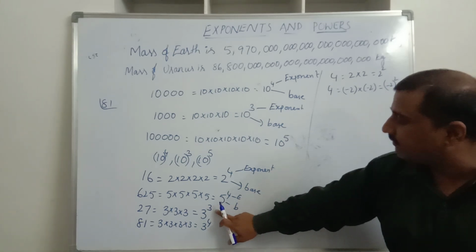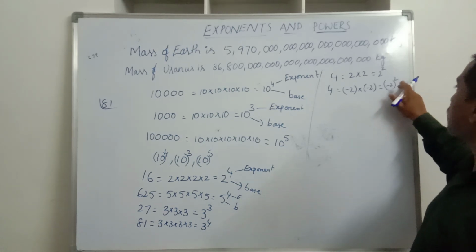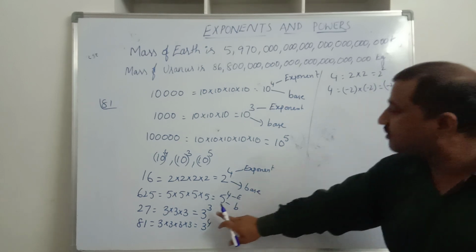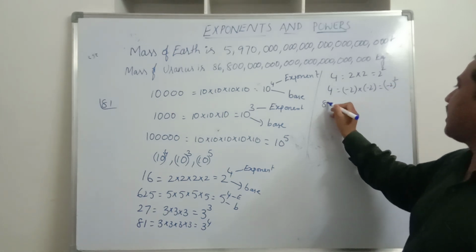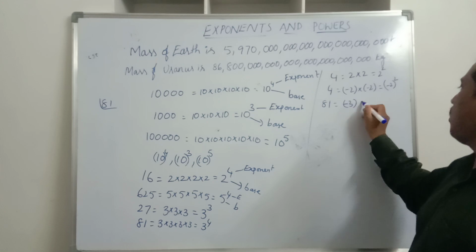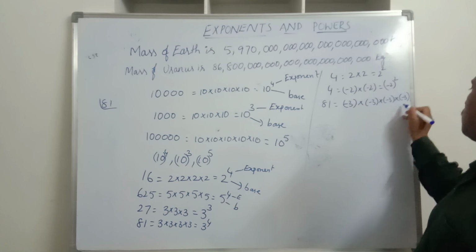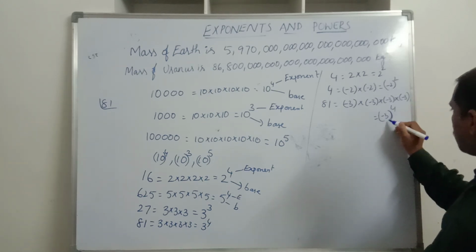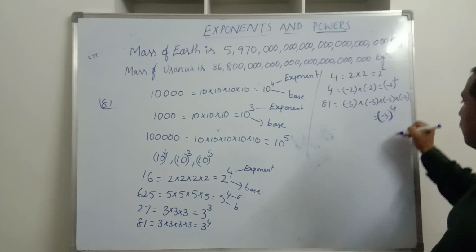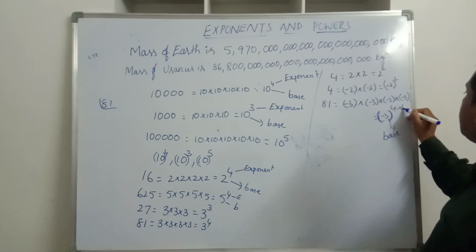Power 2 and power 3 have special names. Power 2, we call it squared. Minus 2 whole square, 2 square, 3 to the power of 3 or 3 cube. Similarly, 81 can be written as minus 3 into minus 3 into minus 3 into minus 3, that is equal to minus 3 whole to the power of 4. In these cases, especially where the negative sign is there, the bracket shows minus 3 whole to the power of 4. Here this minus 3 is the base and 4 is the exponent.